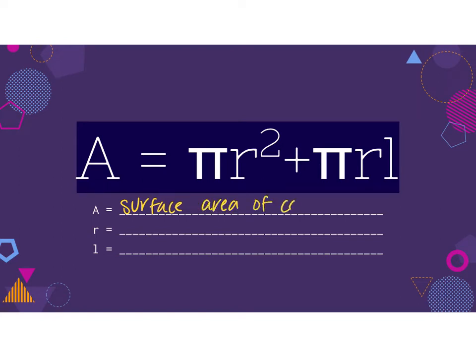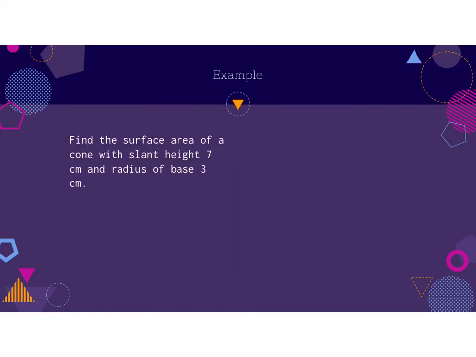So A stands for surface area of a cone. R stands for radius of the base. Make sure the radius of the base. And then L is slant height of the cone. Let's take a look at an example. Find the surface area of a cone with a slant height of 7 and a radius of the base of 3. So let's start with our formula.